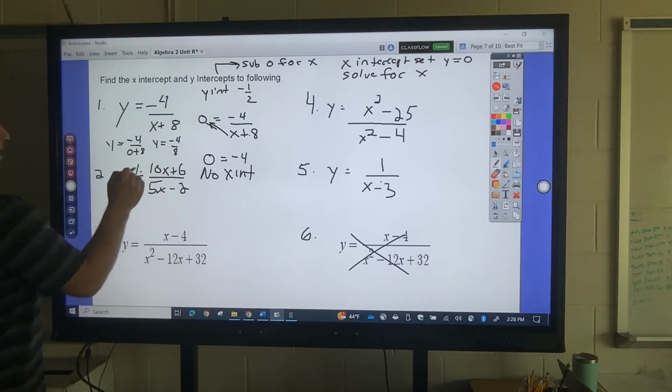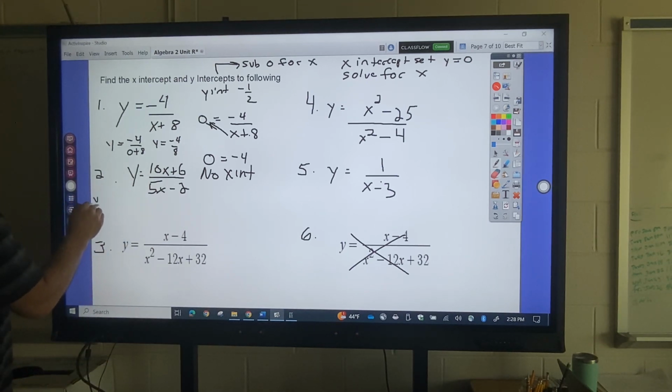If I want to find the y-intercept, I put 0 in for x. So basically, 10 times 0 is 0, that'd be 6. 5 times 0 would be 0. 0 minus 2 would be negative 2. Well, 6 divided by negative 2 would be negative 3 for the y-intercept.